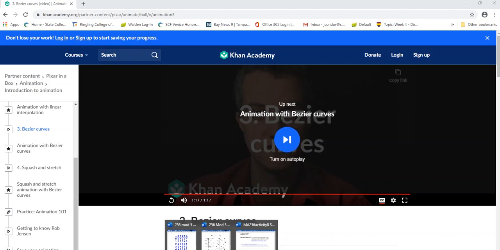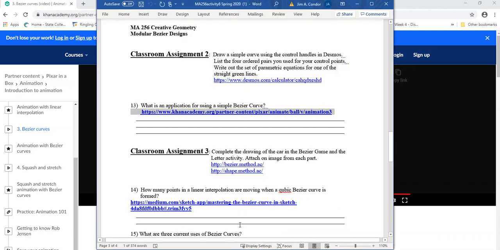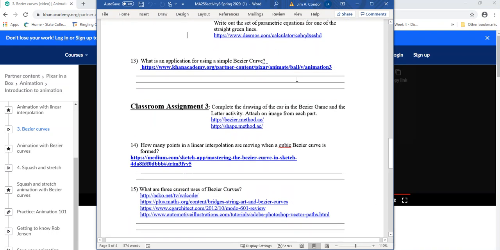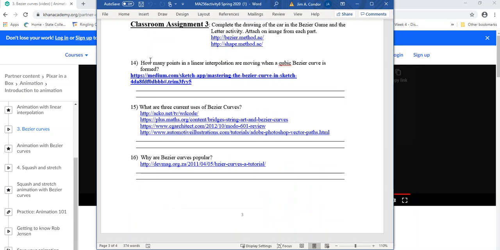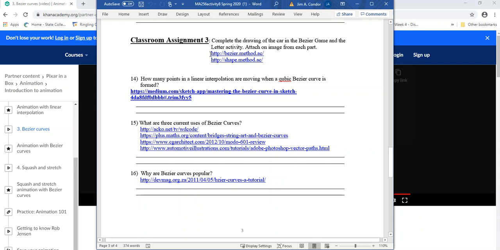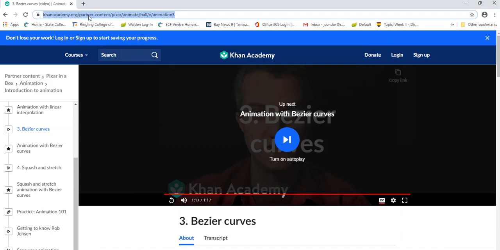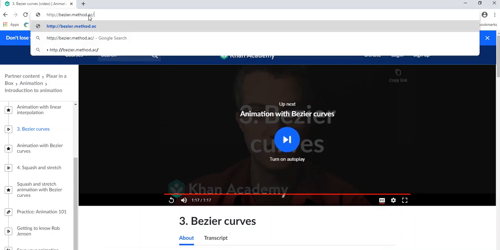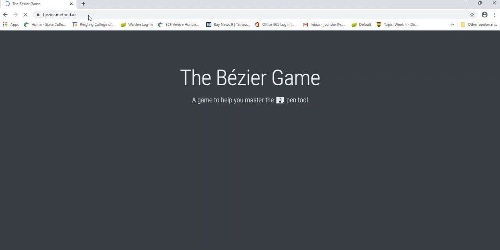Good. Oops. Let's see. There we go. And so let's go to classroom assignment 3. It says complete the drawing of the car in the Bezier game and the letter activity. These I'm not going to go through. You can go through. This is very simple. You kind of play with it. You can do the car or something, just so I know that you went through that, and take an image. They're both like games, but they try to teach you how, and a lot of you may have already used these Bezier curves.